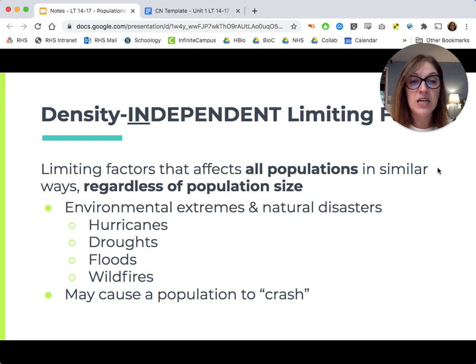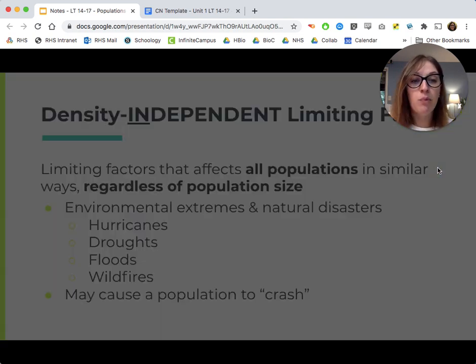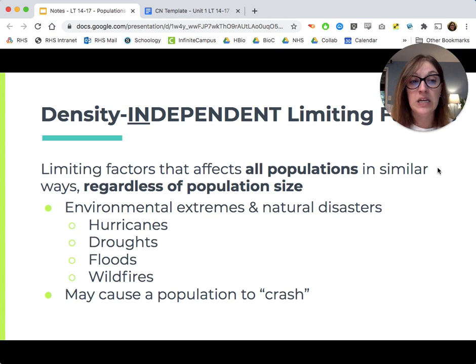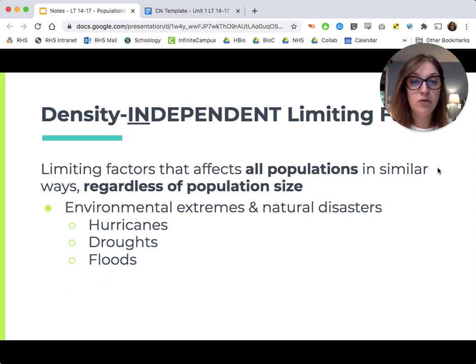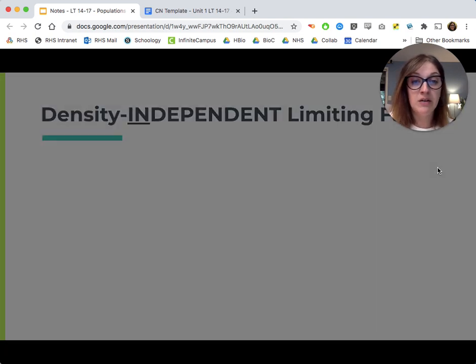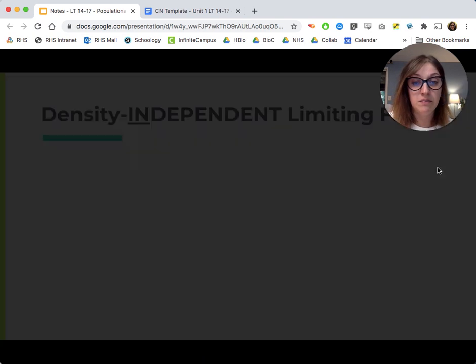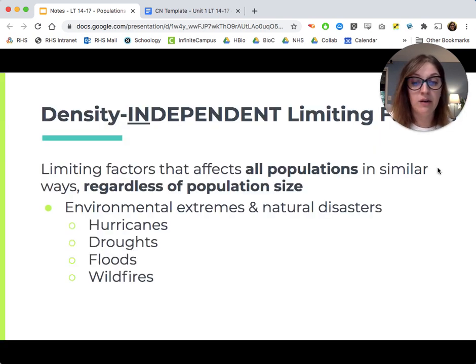And these density-independent factors may cause a population to crash, meaning like really crash, to the point where sometimes those populations might take years or decades or hundreds of years to reestablish themselves, or sometimes it can even cause local or permanent extinction of a species. So make sure you know the difference between density independent versus density dependent limiting factors. This is in the Quizlet that I recommend you study with.